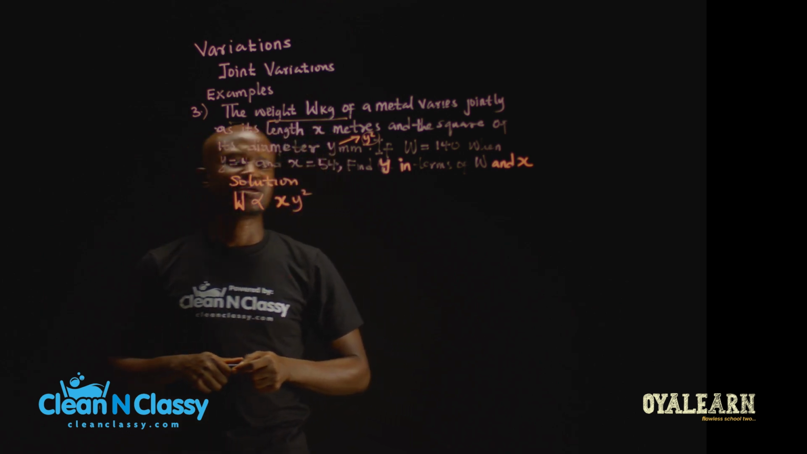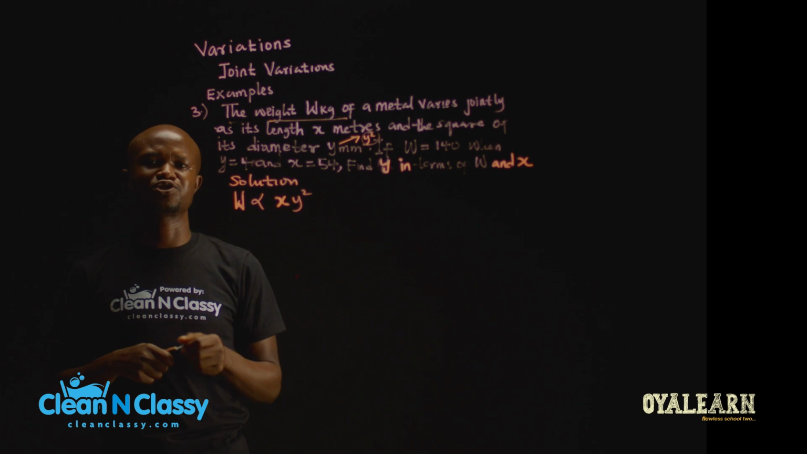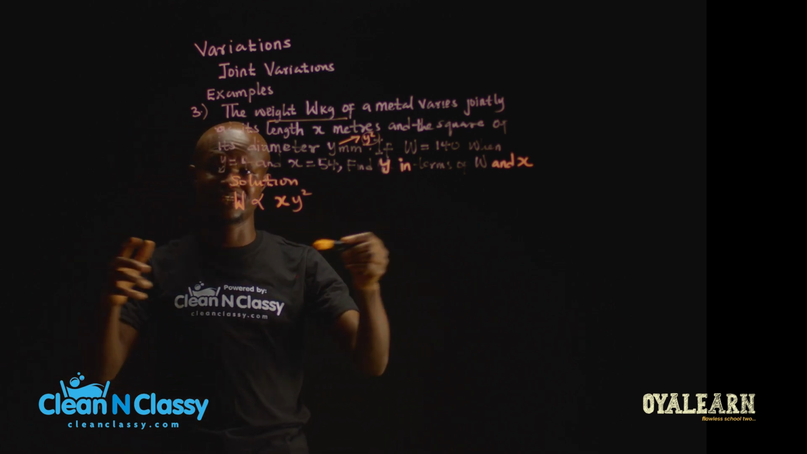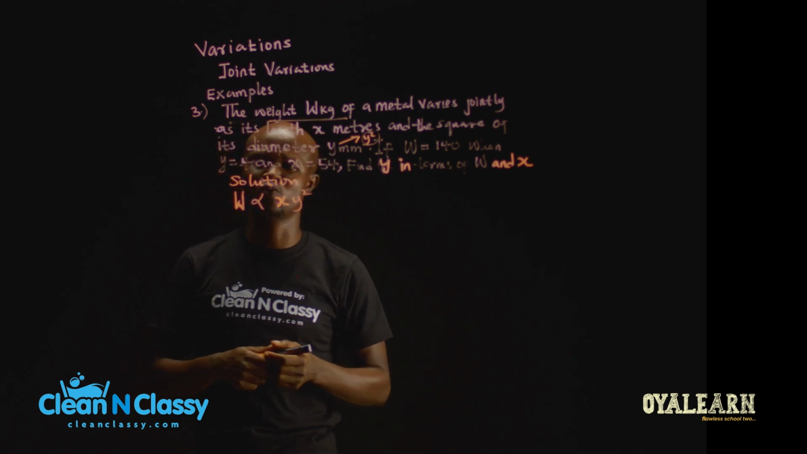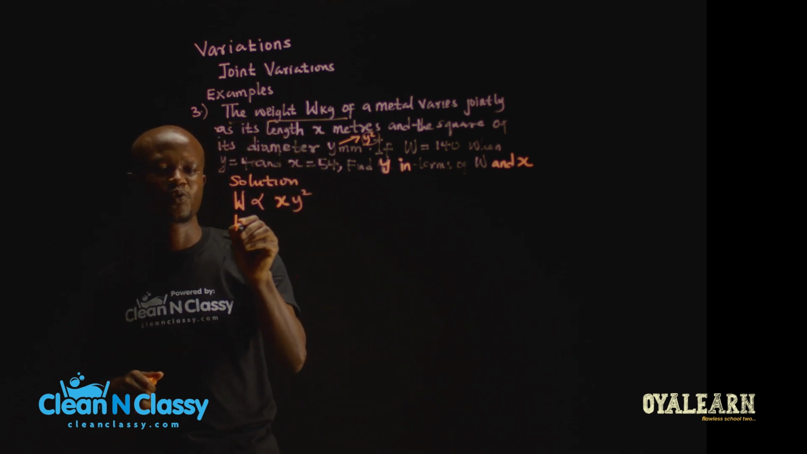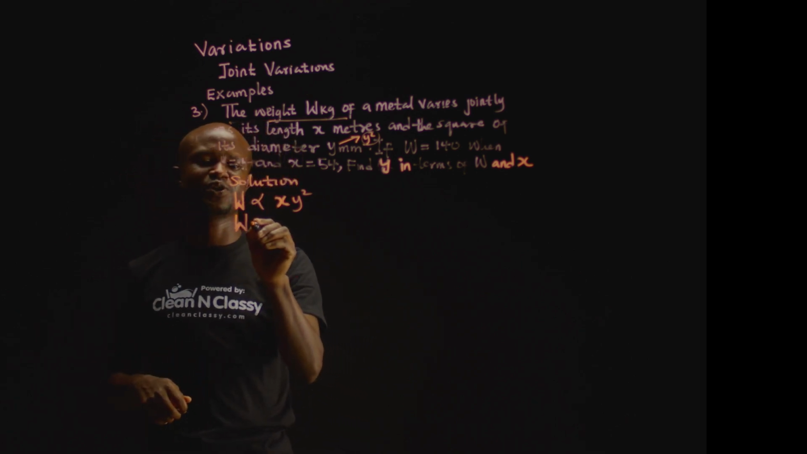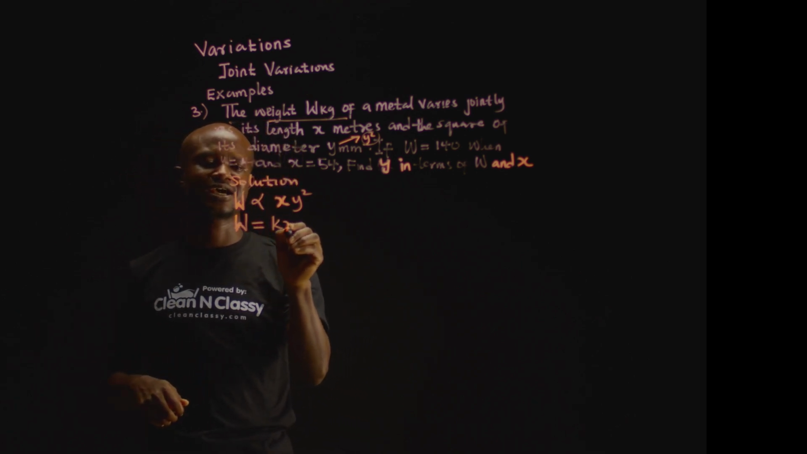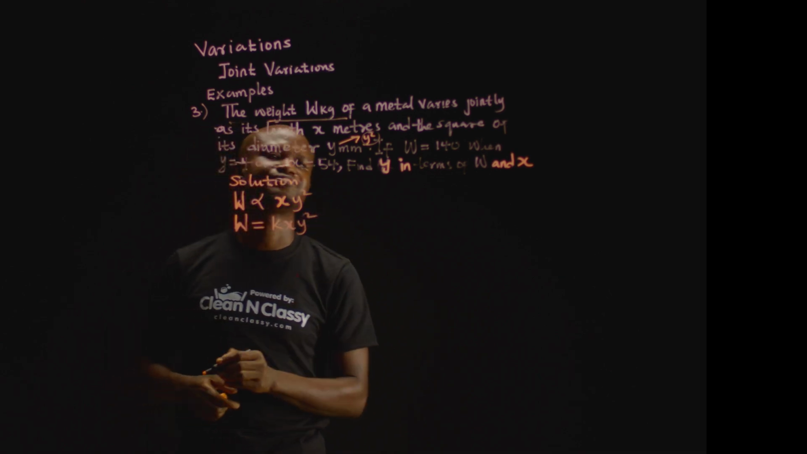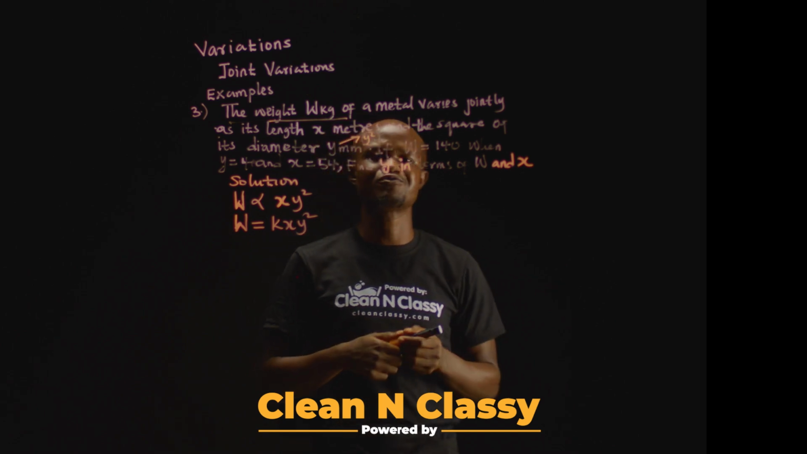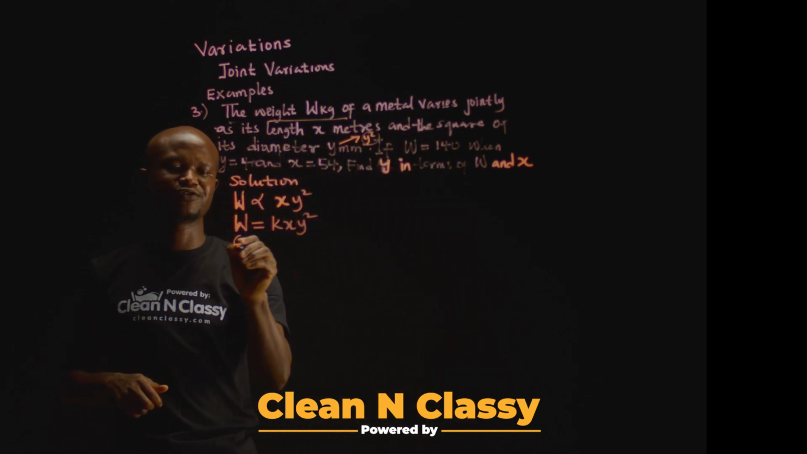Now, the next thing for us to do is to change this expression, this relationship, to an equation. And how do we do that? We introduce the constant of variation. So it means that W equals k x y squared.